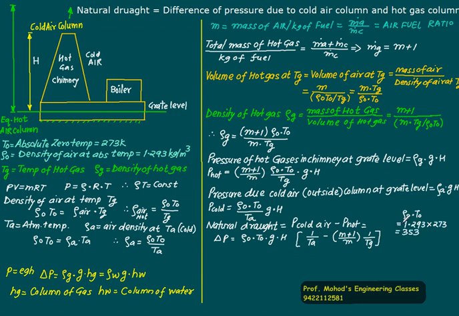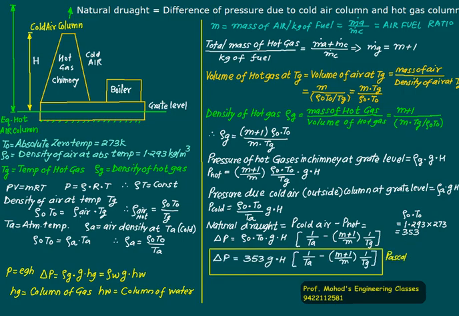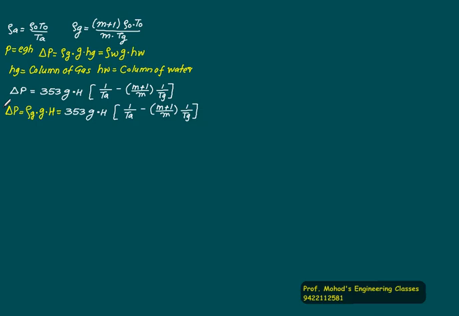Rho 0 and T0 are the temperature at absolute zero and the density at that temperature, that is 273 and 1.293. This is a fixed value: 1.293 into 273 is 353. So we replace rho 0 T0 by 353. So delta P, called natural draught, in Pascal is 353 multiplied by g multiplied by h into 1 by Ta minus (m plus 1) upon m into 1 by Tg. The delta P equation that we have developed just now is 353 gh into 1 by Ta minus (m plus 1) upon m into 1 by Tg.